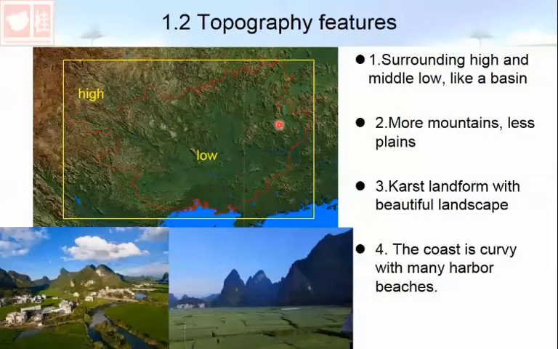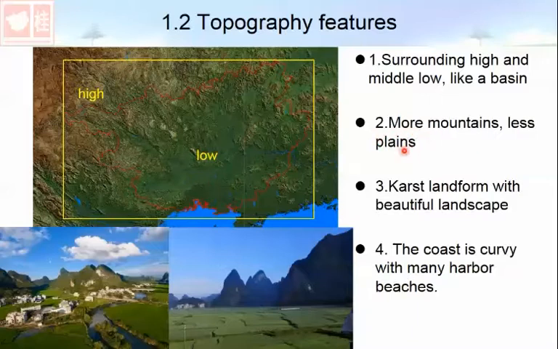Topographic feature. First, the surrounding area is high, the middle is low, like a basin. The surrounding area of Guangxi is mostly mountainous area with an altitude of more than 1,000 meters, and the center is low-lying area with an elevation of more than 200 meters, forming a shape like a basin.